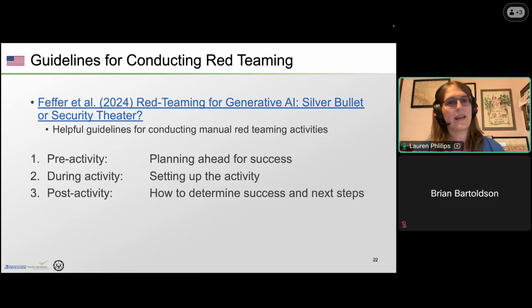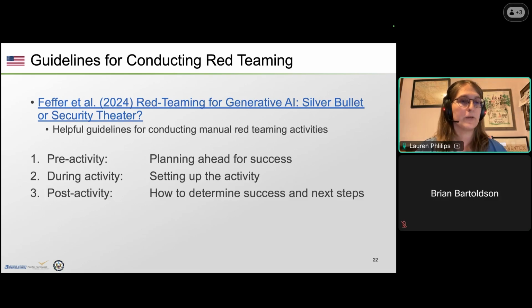There's a lot of planning that has to take place. So they divide their checklist into pre-activity: what do you need to plan ahead of time; planning for during the activity, what is going to take place; and then thinking about post-activity, how are you going to document what took place so that you can enable mitigation? Because again, the goal here is to identify vulnerabilities and to mitigate them.